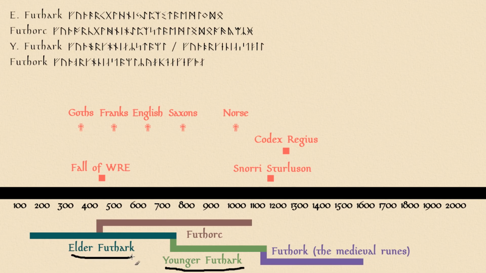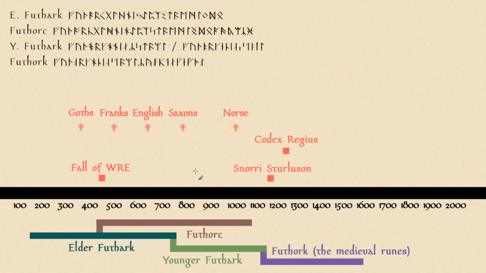Elder Futhark wrote Proto-Norse, a previous stage of Norse, and Elder Futhark also wrote other related Germanic dialects and languages. So if you're trying to have an inscription which is supposed to be reminiscent of the Viking Age and you're trying to write it in Old Norse, you would not use Elder Futhark if you're trying to be authentic.